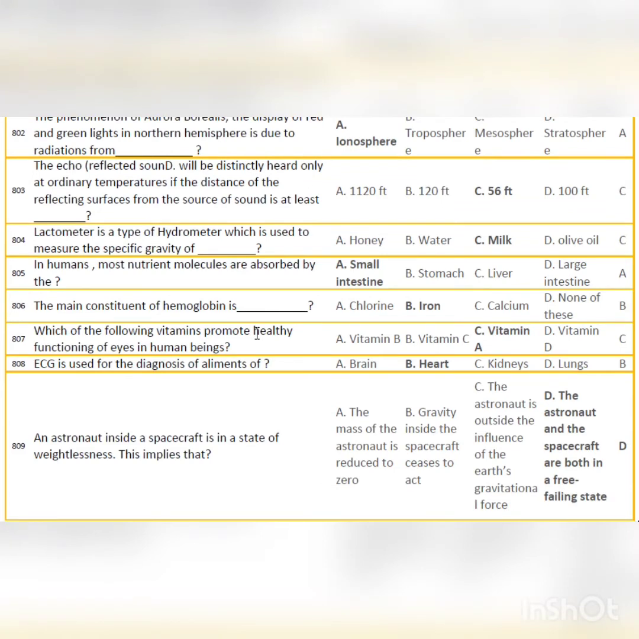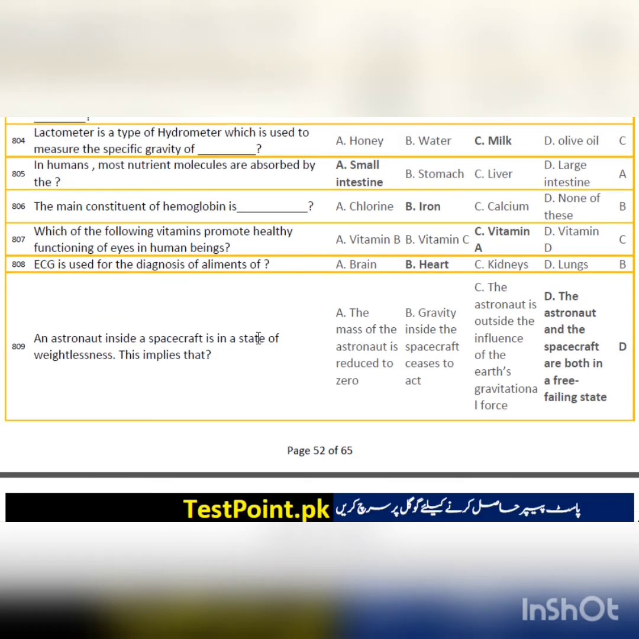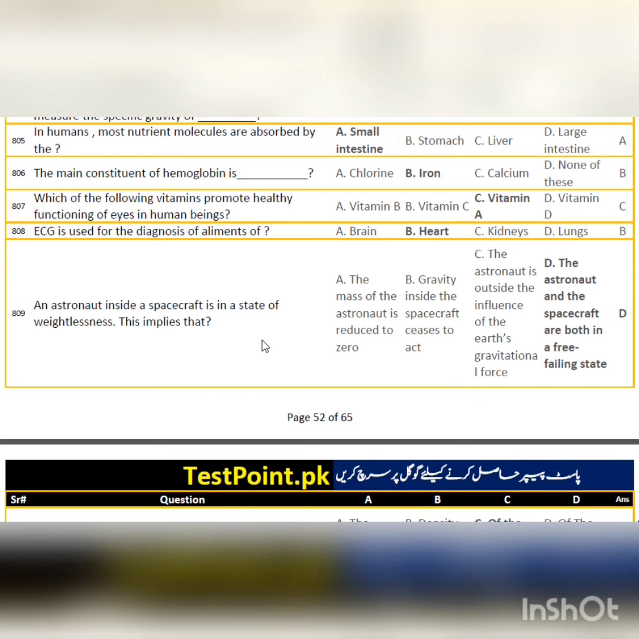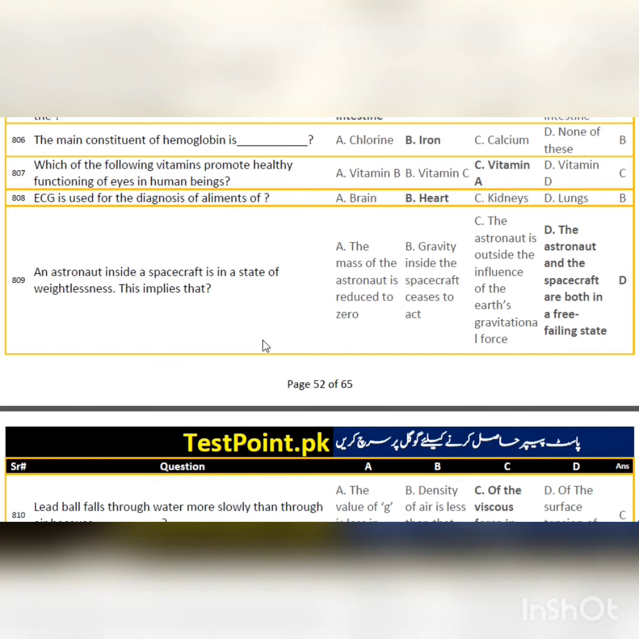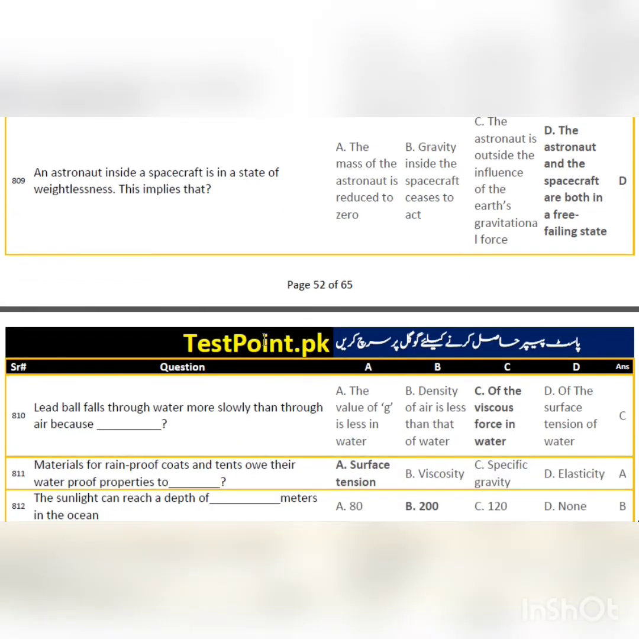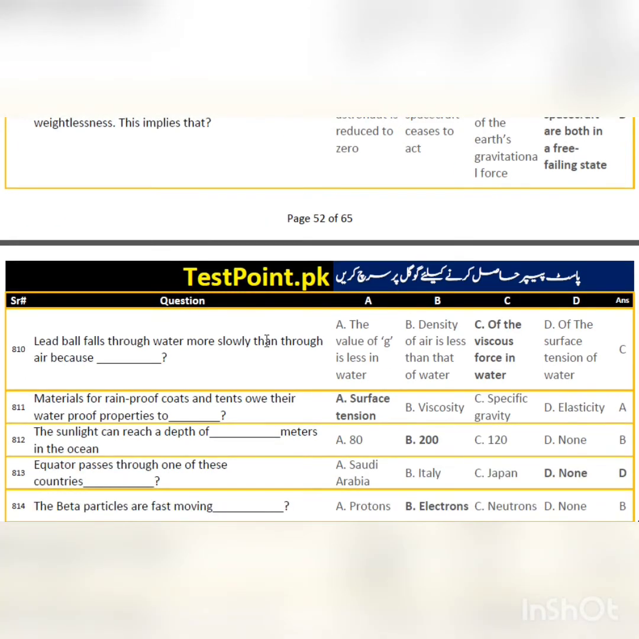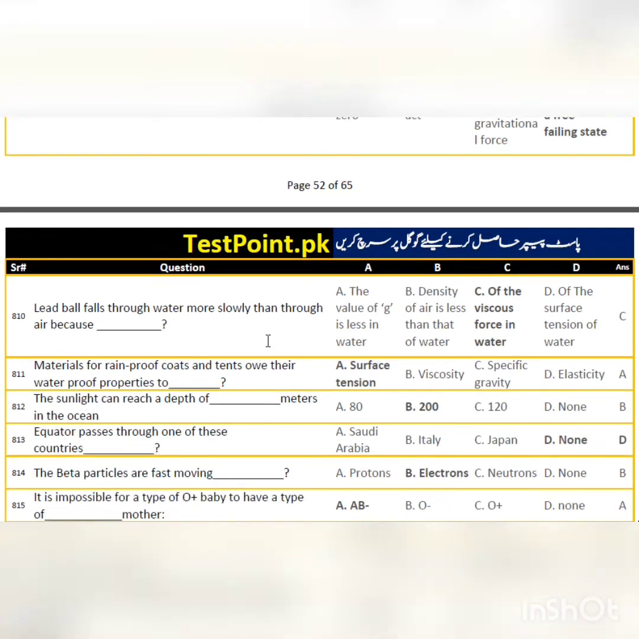Which of the following layers makes radio transmission possible? A. Troposphere, B. Ionosphere, C. Mesosphere, D. Stratosphere. Answer is the B. Ionosphere.